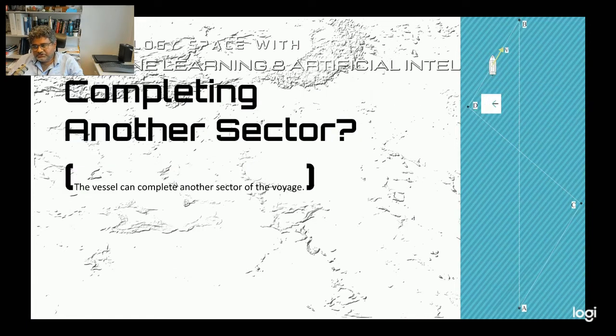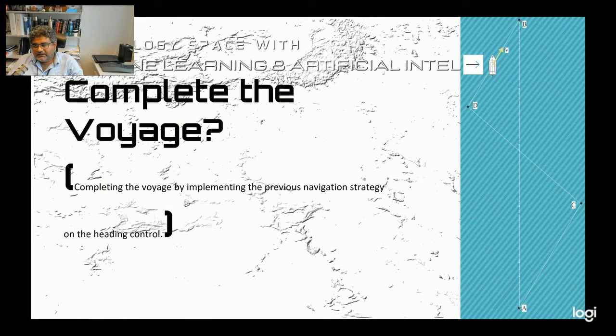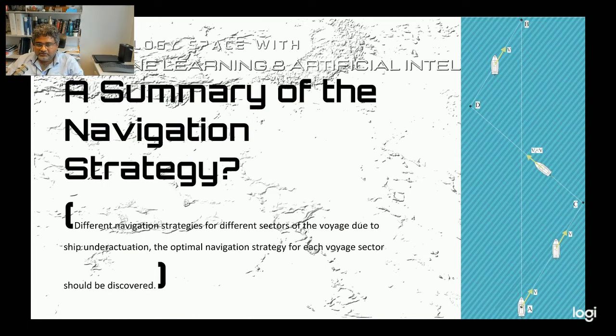So this vessel can use the same navigation strategy to complete another sector of the voyage, which is denoted by CD. And then eventually the last sector of the voyage, which is denoted by DB, can be completed by utilizing the previous navigation strategy. So if you look at a summary of the navigation strategy used in this voyage, we have actually used different navigation strategies for the different sectors of this voyage. That means there is space to optimize these navigation strategies, especially under each voyage sector.